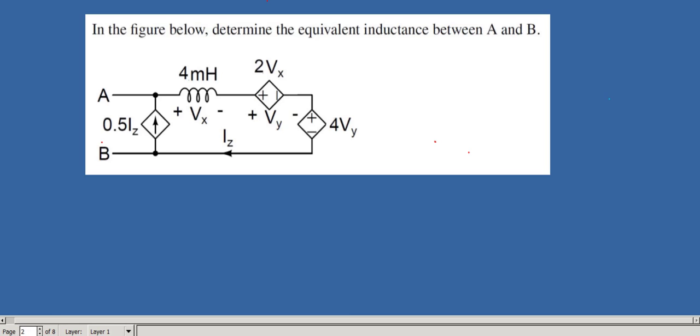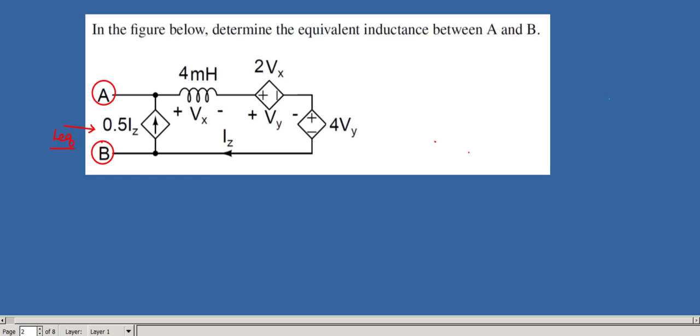This is a question from network theory. In the question, he asked for the equivalent inductance between A and B. So this is A and this is B. From this I want to find the L equivalent.